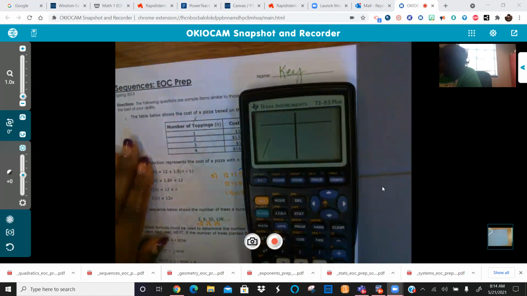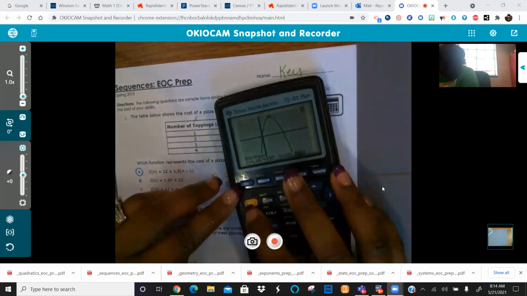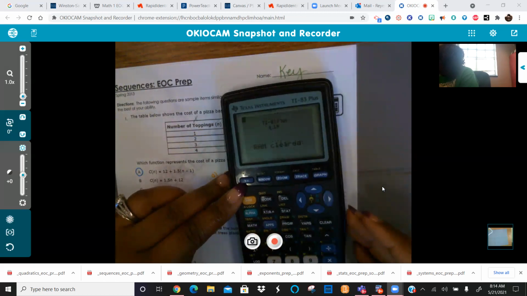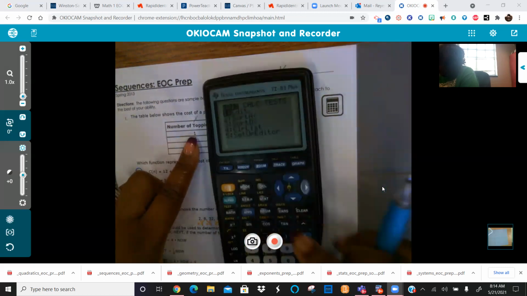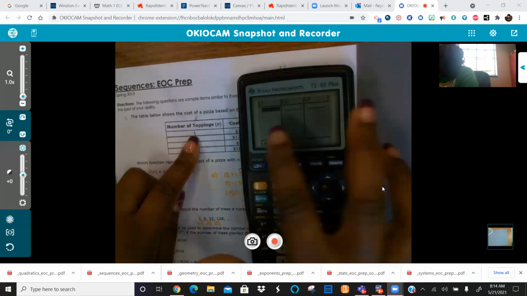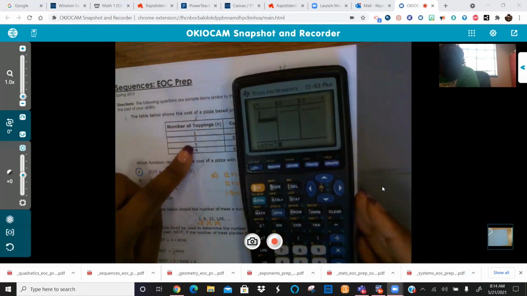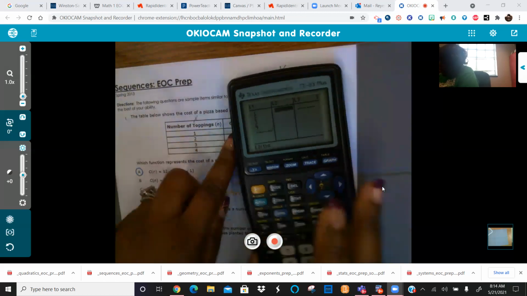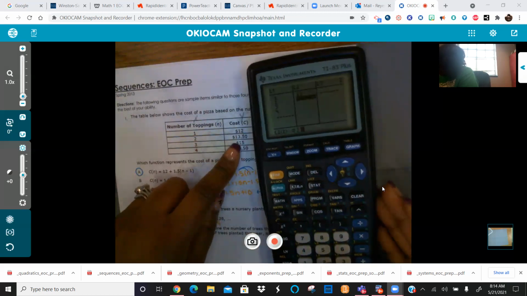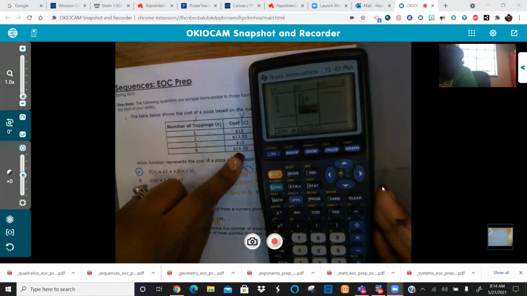So let's clear our calculator. Second plus 7, 1, 2. I'm going to type these numbers in. Go to stat, go to edit, and we're going to type our X values in L1. So that's 1, enter, 2, enter, 3, enter, and 4, enter. Or you can press the down arrow to go to the next line. Go over. This is $12, enter, $13.50, enter, $15, enter, and $16.50, enter.